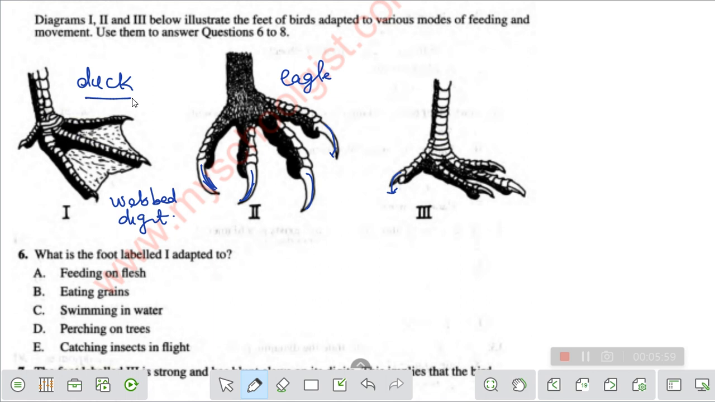If you look at a duck, they normally swim inside water. If you study them very well, they normally swim inside water. So the foot is adapted for swimming in water. So our answer here is option C. So let's go to the next question.